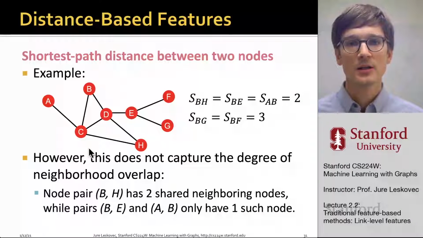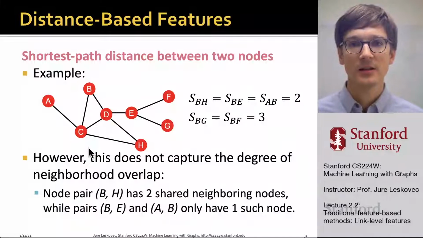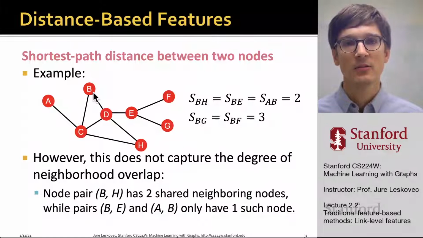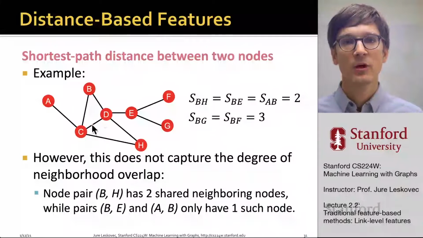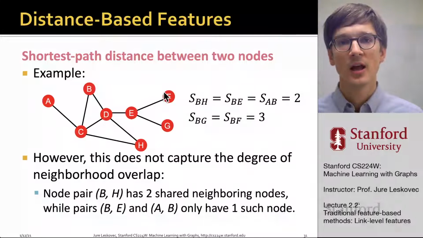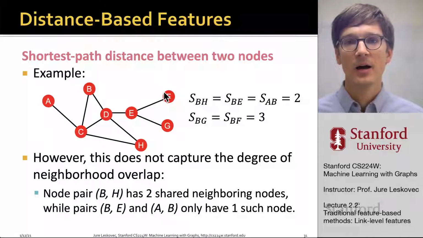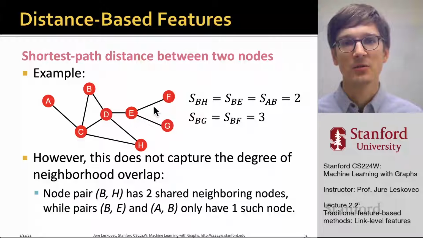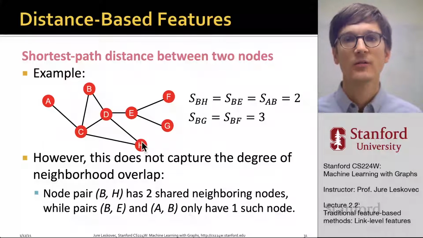However, if you look at this, what this metric does not capture. It captures the distance, but it doesn't capture the degree of neighborhood overlap or the strength of connection. For example, in this network, nodes B and H have two friends in common. So the connection between them is in some sense stronger than the connection between node D and node F, because there is only one path between D and F, while here there are two different paths.